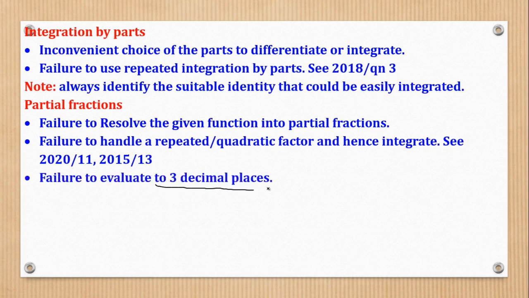Failure to evaluate. Like I told you, you have to read the question to the end, because sometimes they specify the accuracy they want. In this year of 2020, the accuracy was 3 decimal places, but students could not round off.